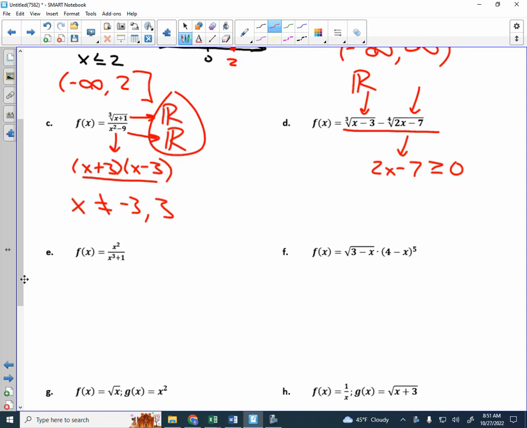So the first one, it's all real numbers. The second one is 2x minus 7 is greater than or equal to 0. 2x greater than or equal to 7. So x greater than or equal to 7 halves. If you want to list it as a decimal, that's fine, 3.5. So we are going to go 7 halves to infinity.